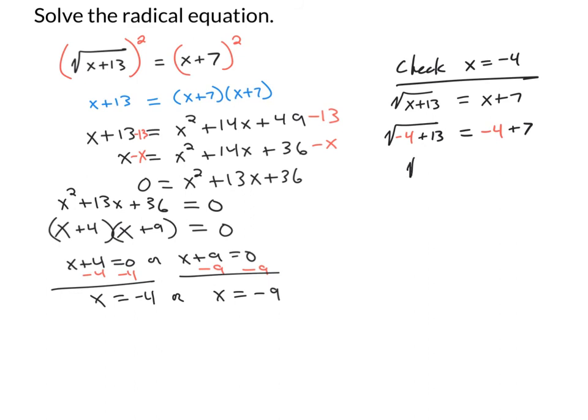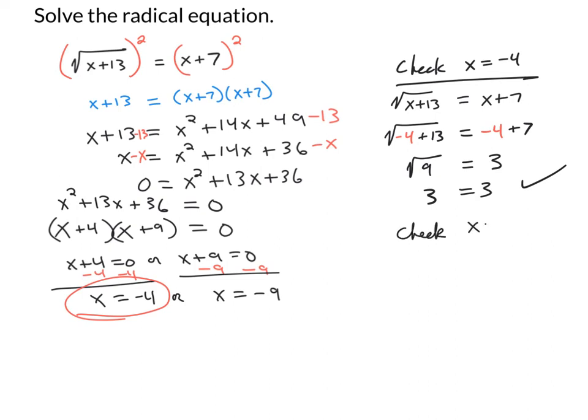On the left side, negative 4 plus 13 is 9. And on the right side, negative 4 plus 7 is 3. Square root of 9 is 3. So it looks like x equals negative 4 is indeed a solution. Okay, let's check the other one.